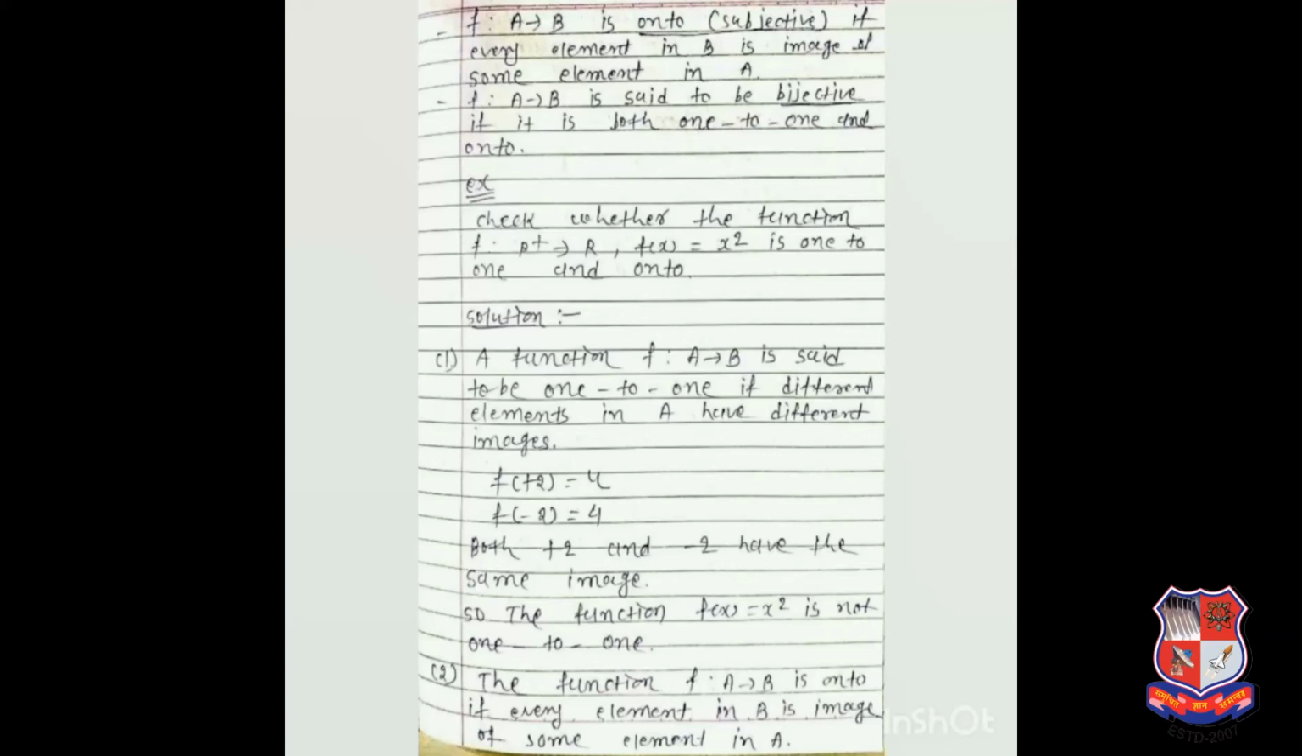Just take an example. Here f: R+ → R. See here the domain and codomain are very important. The domain is given as R+, that means we have to take the elements of R but in the positive manner only, we cannot take the negative values. So f: R+ → R, and f(x) is given as x square. We have to check whether it is one-to-one and onto. So one by one we will check whether it is one-to-one and onto.